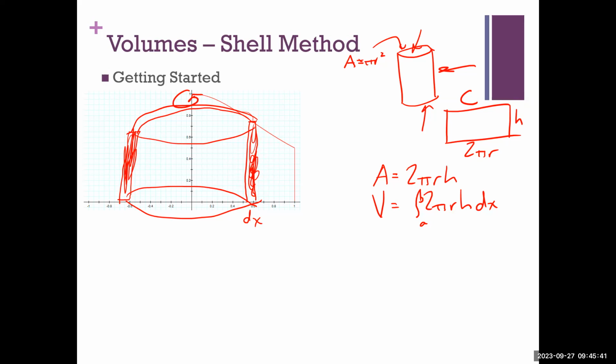Radius and height are constants. No, they won't be. They typically won't be. So do you put them in terms of dx then? Not in terms of dx, but in terms of x.